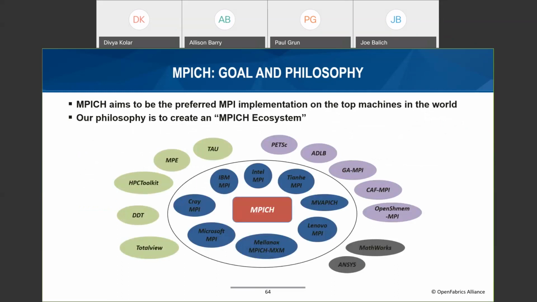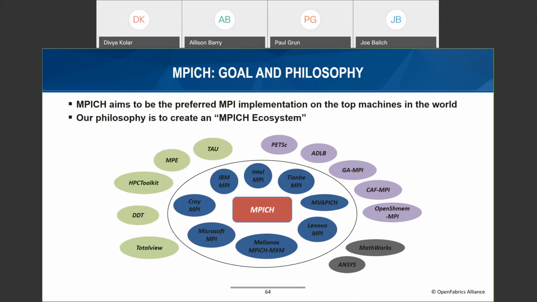So our philosophy with MPICH, instead of having just one library and whichever one you use, is what we call an MPICH ecosystem model that we're trying to create here. Basically, we have the open source MPICH library at the center, and we have a lot of vendor libraries that use our open source code but apply their specific optimizations for their hardware.